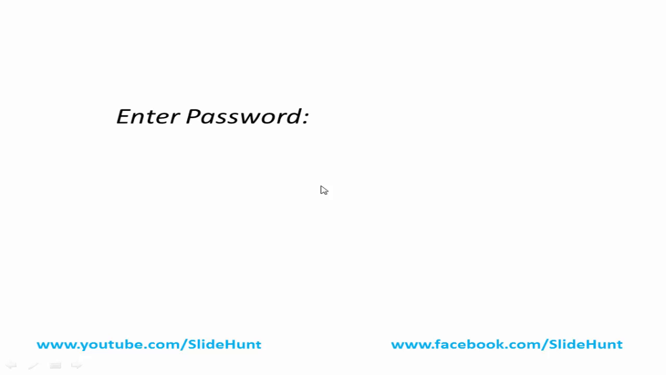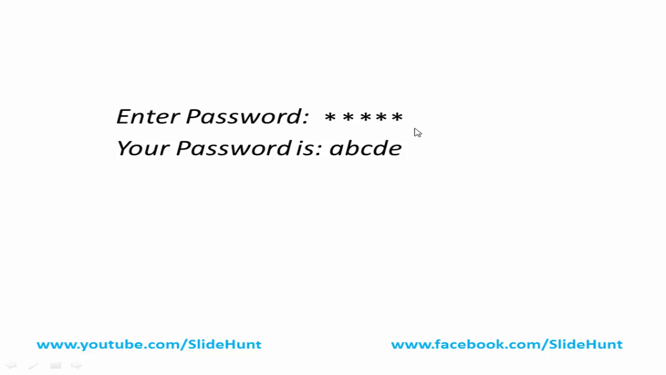Here I am going to press A and it prints a star, then B, C, D and E. You can see here we entered 5 characters and it printed 5 stars. Now press enter and it will show you the actual characters that you have entered. At the same time it also shows you the length of the password. This time it is 5. Okay, let's move to the coding section.